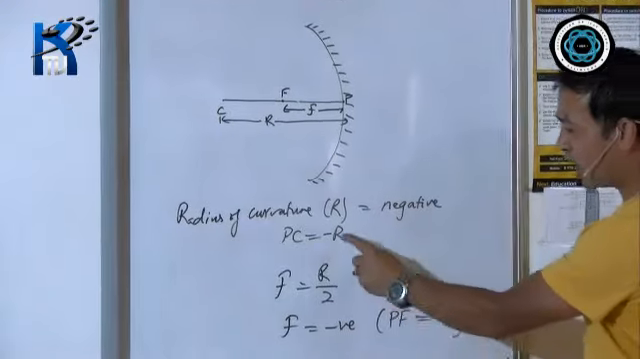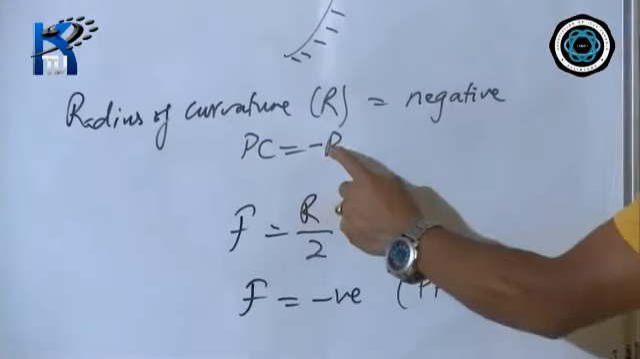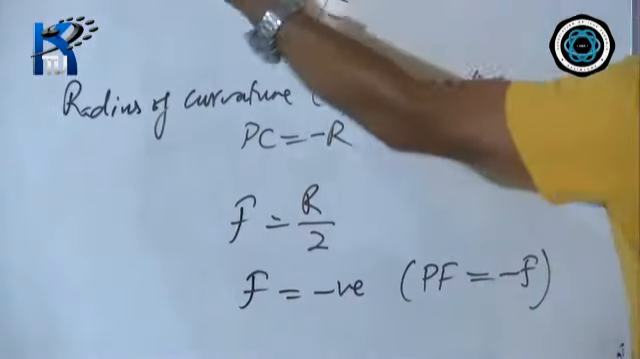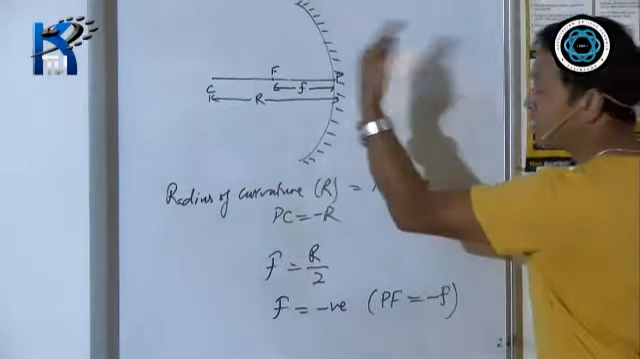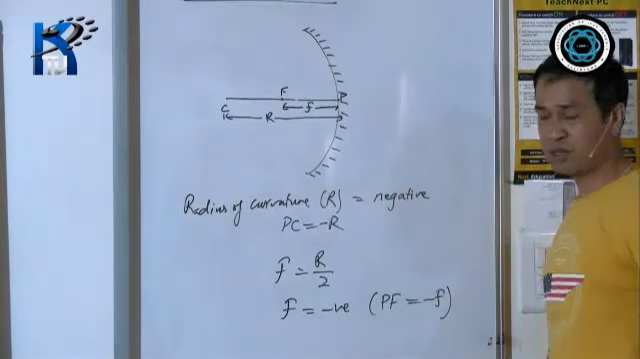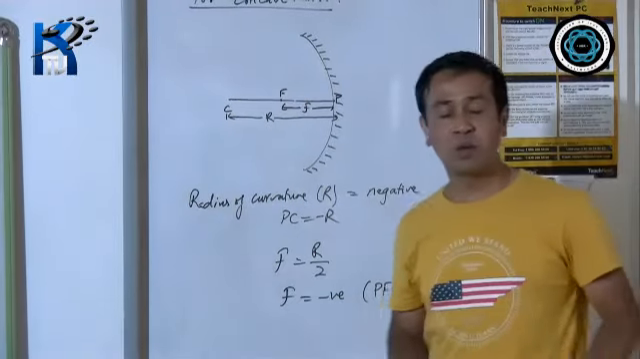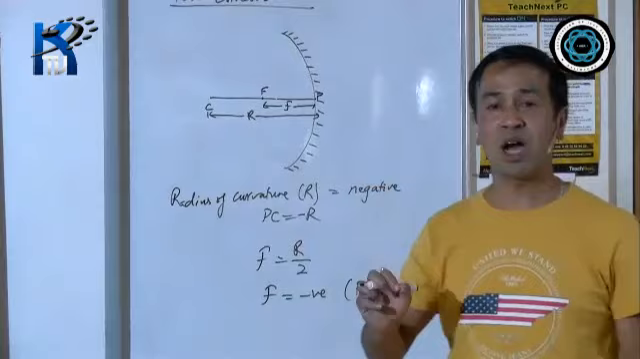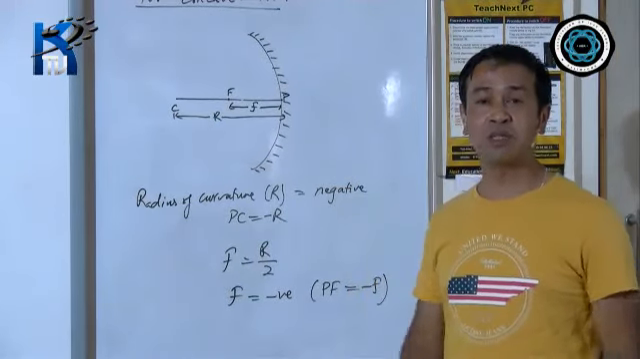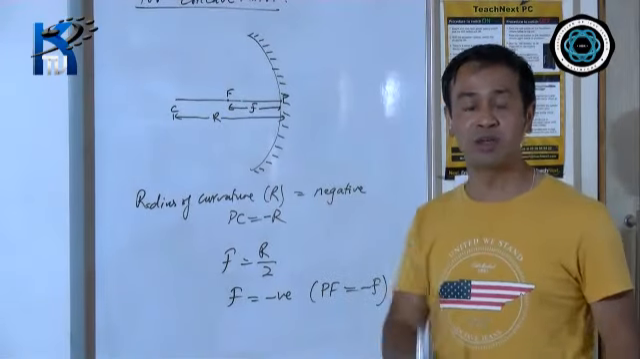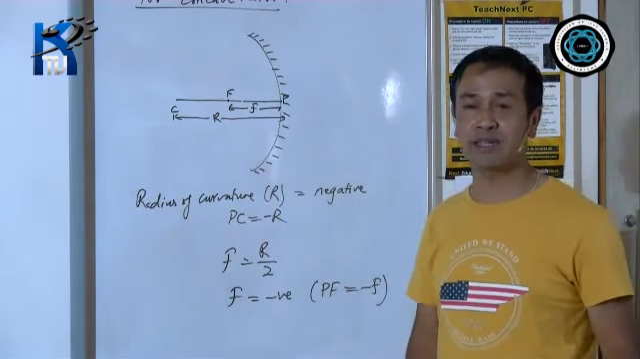So look at it. The radius of curvature, PC equals minus R, negative, because we are measuring this distance. And the focal length PF is also minus f, because we are measuring on the left side of the pole. So for a concave mirror, both focal length and radius of curvature are taken as negative. Now this sign convention, let me tell you, is very important when we do the numericals, and those numericals we do in the next lecture.